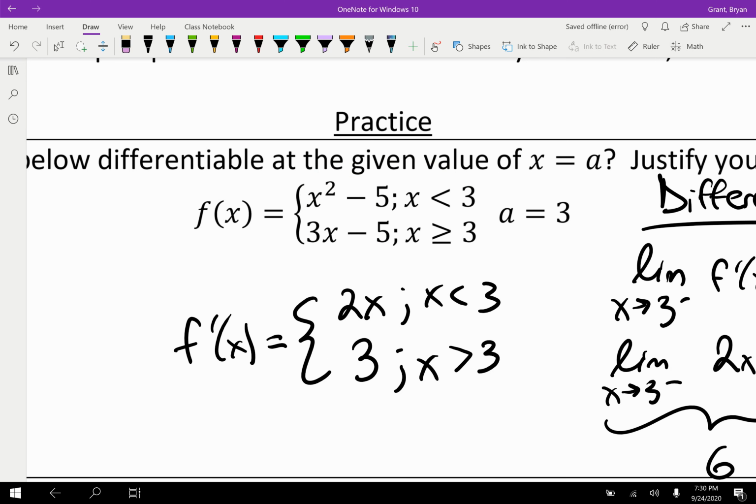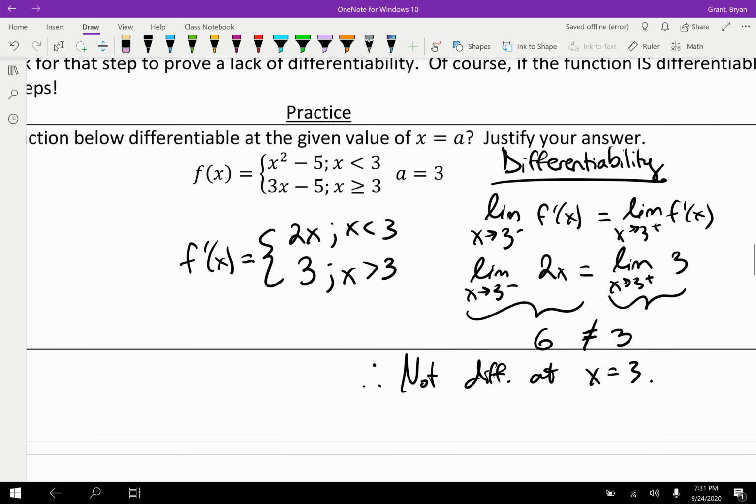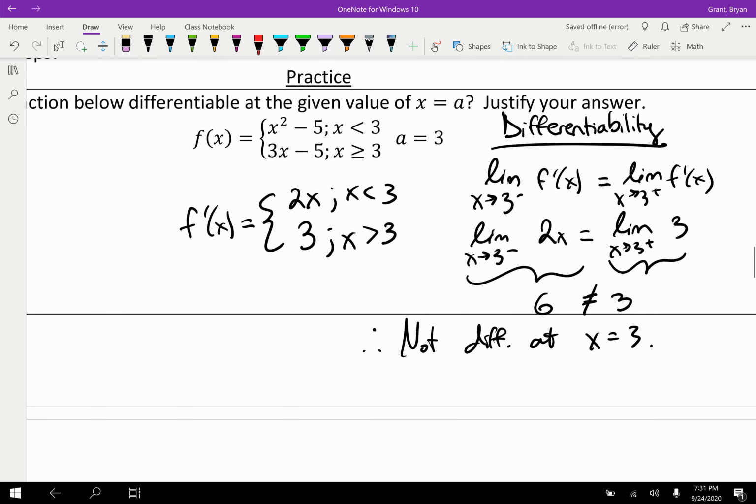I have my fingers crossed that it's not going to be differentiable. Most of these end up not being differentiable. So why would I want to write something that's irrelevant? It doesn't matter if it's continuous, if it's not differentiable. So let's get to our next part. And the next part is this part that I did here. I had to take the derivative, show the limits, and then we'd say not differentiable at x equals 3.